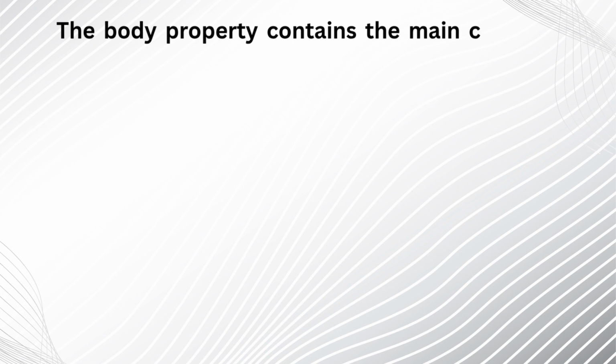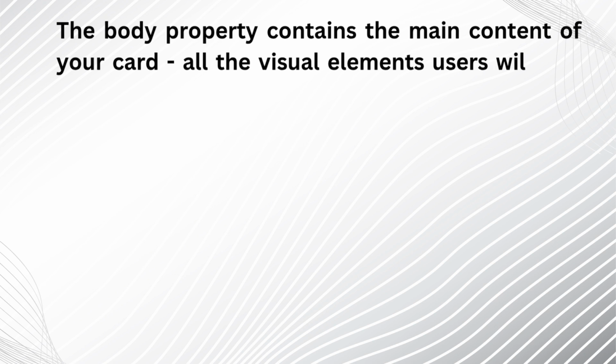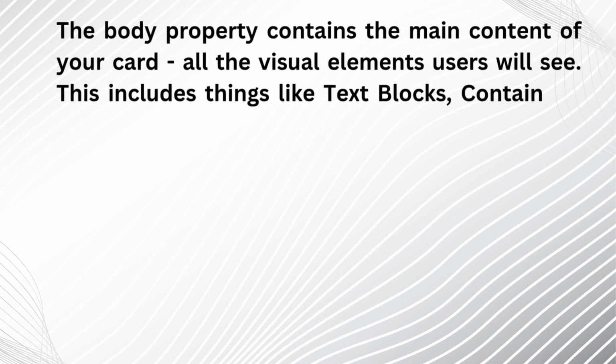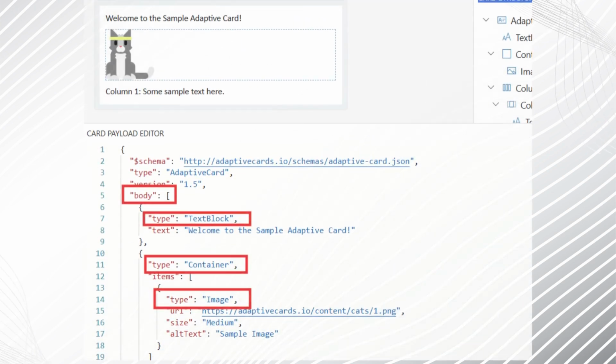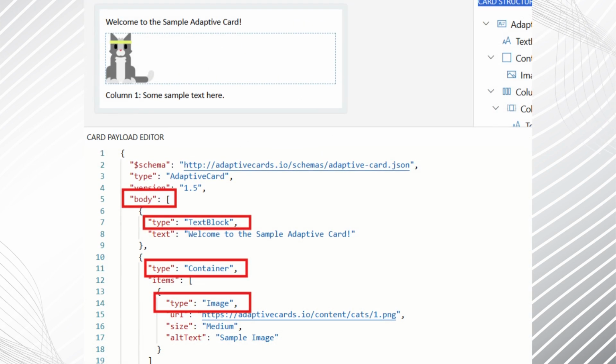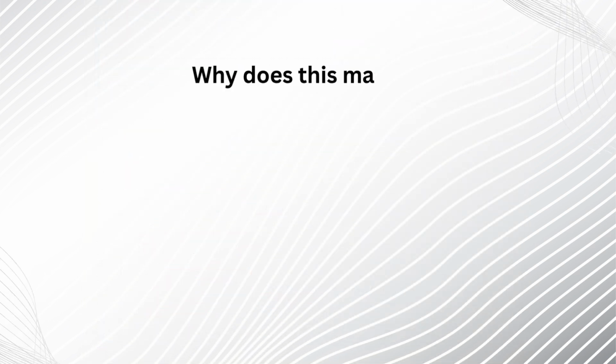The body property contains the main content of your card, all the visual elements users will see. This includes things like text blocks, containers, input text fields, action buttons, and more. Don't worry, we'll discuss these elements in detail later. The value of body is an array of card elements, so it can hold text blocks, images, containers, and many other components. Why does this matter?